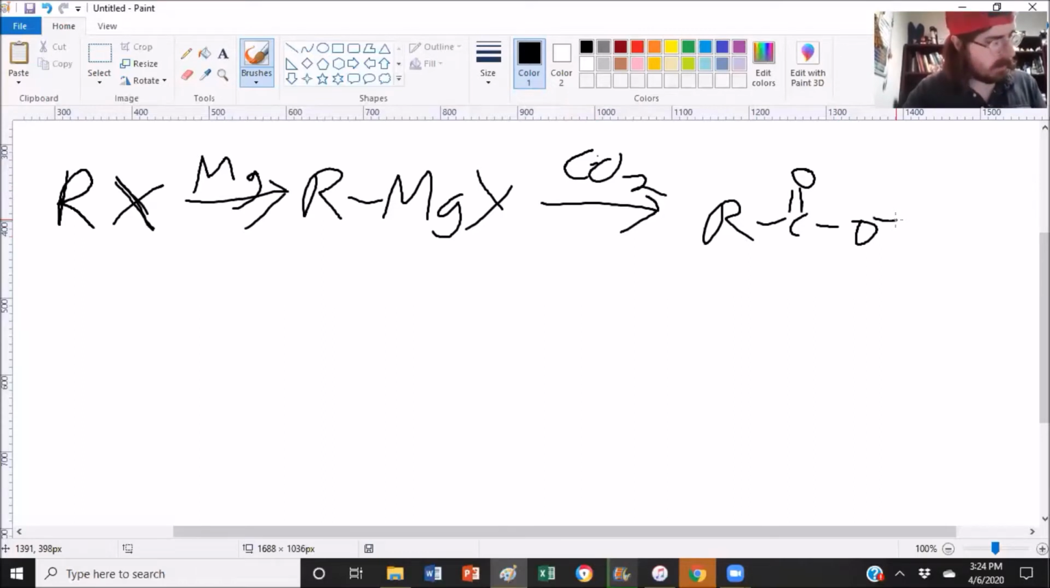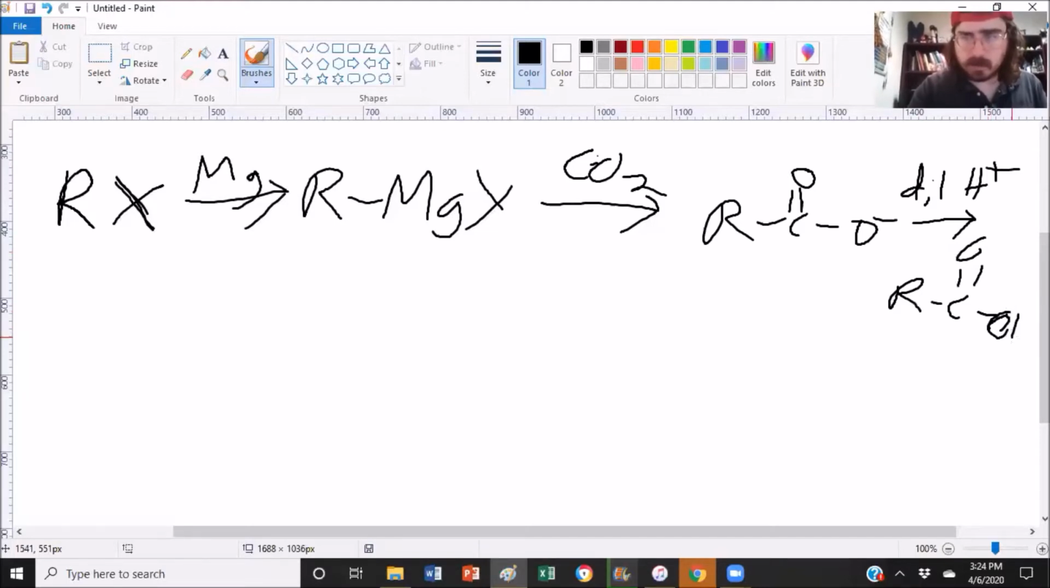Now, if you add some dilute acid, then you can protonate that carboxylate, and suddenly you have a carboxylic acid that is essentially one carbon chain longer. I won't say that's the most common way to make it, but that is definitely a way.